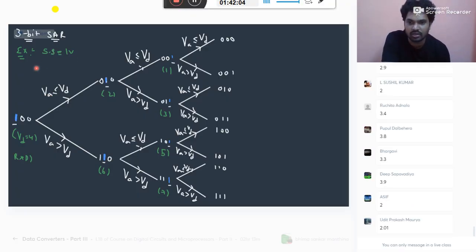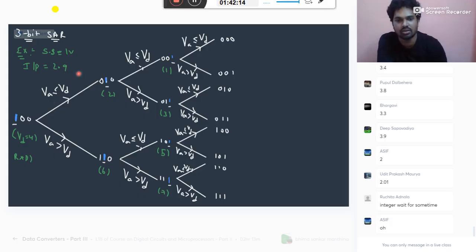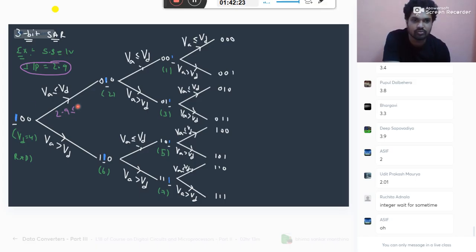Wait. So finally, input is 2.9. I don't know who gave this. Let's try this 2.9. For 2.9, it should give 010 as the answer. So start with the input 2.9. 2.9 is less than or equal to 4. First step. Come here. 2.9 is greater than 2. Second step. Then is 2.9 more than 3? No. 2.9 is less.